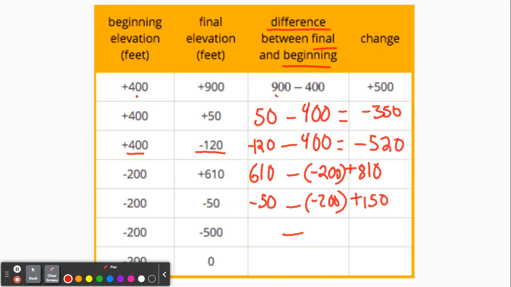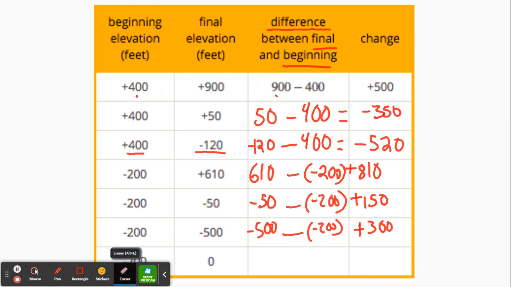All right, and my final, negative 500, minus my beginning, negative 200, and that is a change of positive 300, or excuse me, negative 300, to go back. I changed negative 300 because I started at negative 200. I went down 300 more and ended up at negative 500.